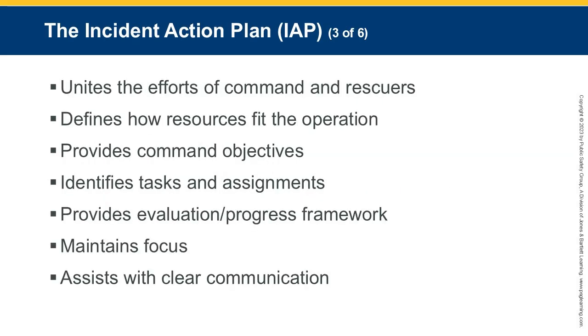The Incident Action Plan, or IAP, is the glue that holds a rescue operation together. At the operations level, it's not just paperwork. It's your roadmap for safety and success. First, the IAP defines how resources fit the operation. This means every rope team, every anchor system, and every piece of equipment is assigned a specific purpose. No guessing, no overlapping duties, and no, oops, we forgot the pulley system. Everyone knows exactly where they fit in the bigger picture.